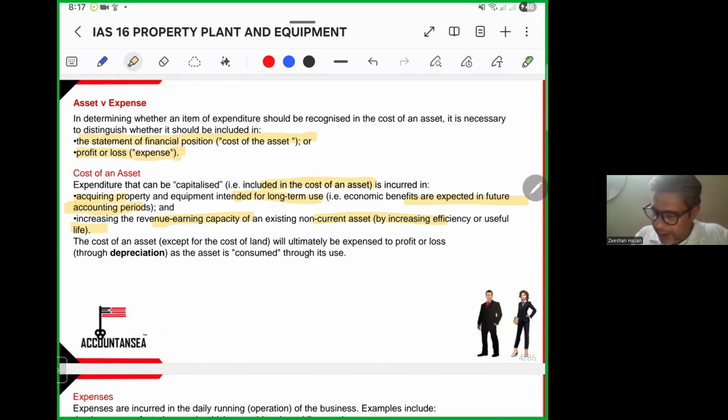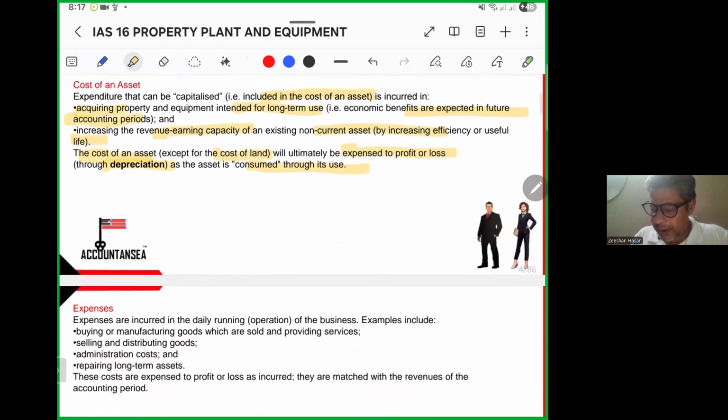Okay, the cost of an asset, except for the cost of land, will ultimately be expensed to profit or loss, right? Such costs, which are general in nature, will be expensed. The depreciation, the cost related to assets, will also be expensed and will go straight to the profit or loss account as an expense.